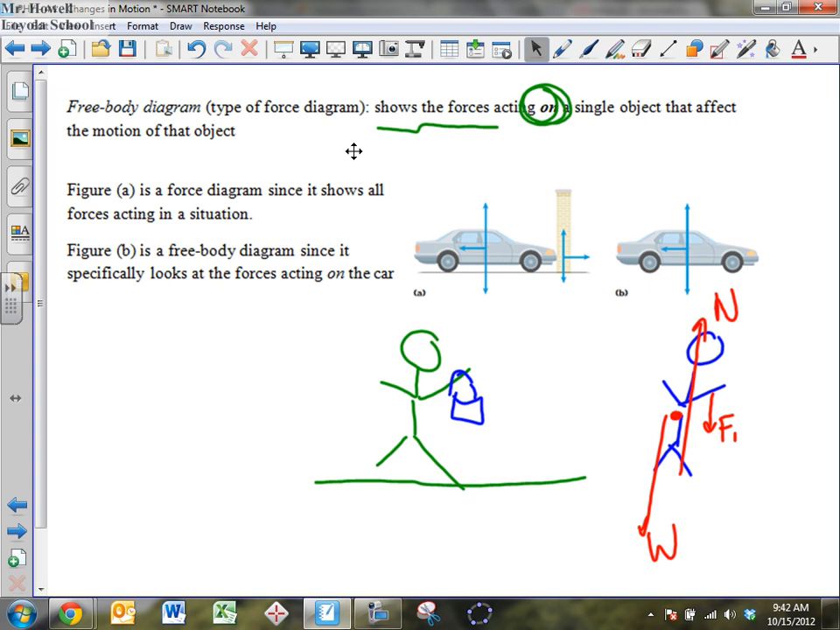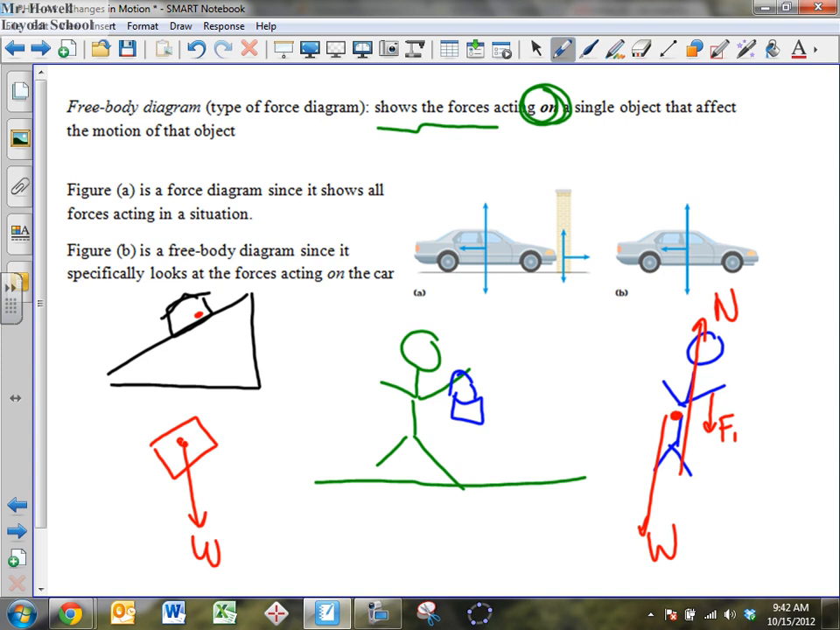Now, what if we had something like this? An object sliding down an inclined plane. Okay, so you have some sort of a ramp, and the object is sliding down the plane. If I want to start, I start with the object and I just draw the object by itself. Okay? From the center of the object, I want to draw the object's weight. So I'll put a big W there for the weight of the object.